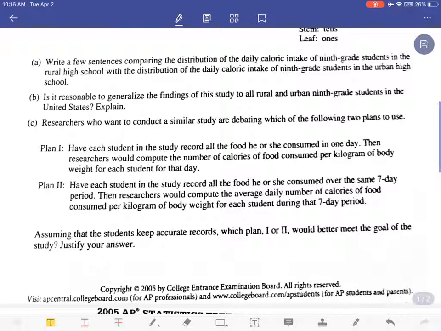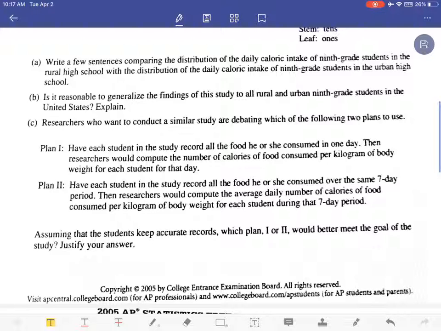Then part C, it gives us these 2 different plans and it asks us to select which one would be the best one to use. So plan 1, you're having the students track just for 1 day. And then plan 2, you're having them track over a 7-day period. So you should have put plan 2 as better because it includes more days, which accounts for variability or potential outliers that could really influence our results if we only looked at 1 day.